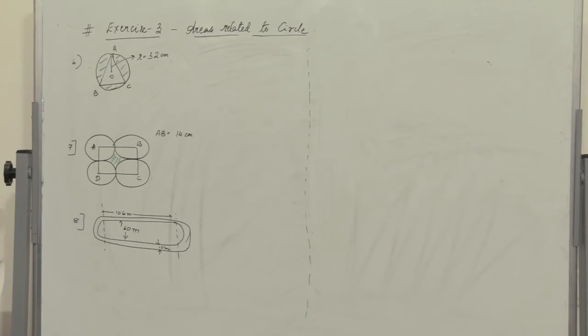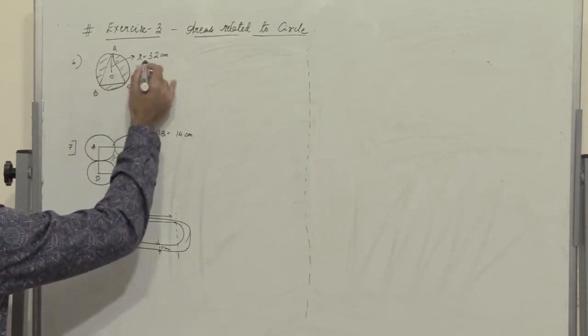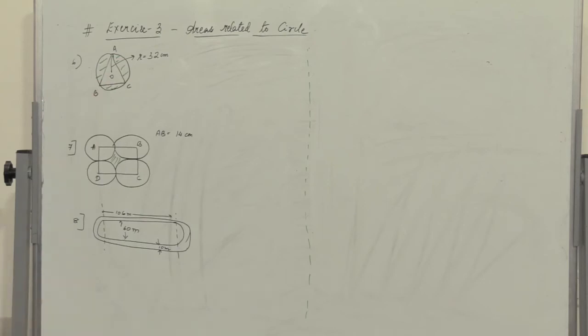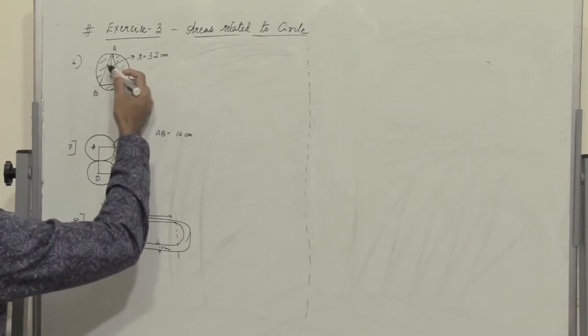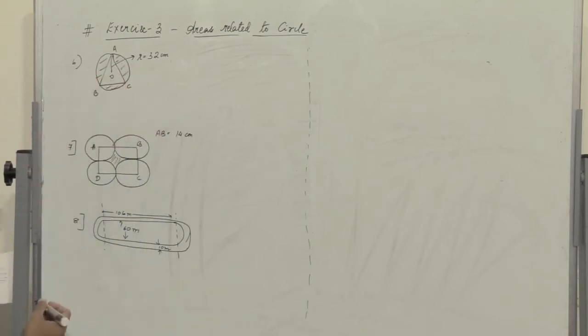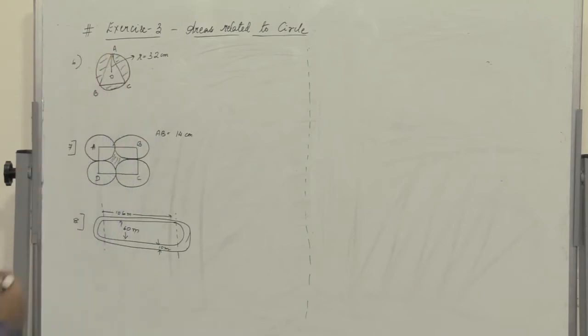Problem 6. There is a table cover which is circular, having a radius of 32 centimeters, and a design is formed. So you have the design here, and in between there is an equilateral triangle ABC. So we need to find the area of the design. Right? So we have to find the area of the circle minus area of this triangle.